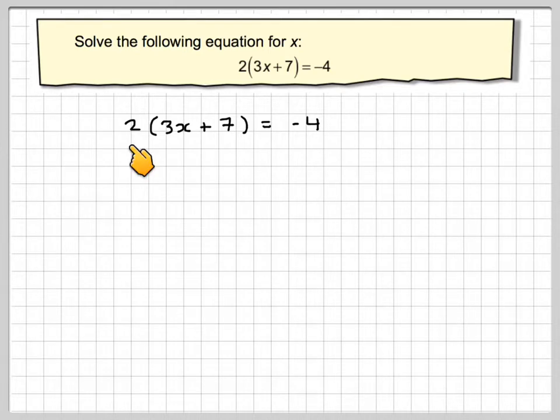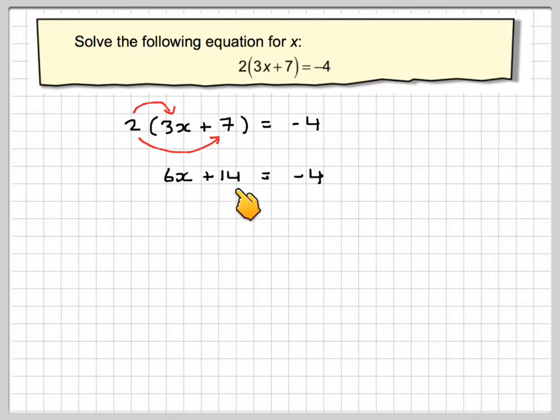To expand the bracket, we do 2 times 3x and get 6x, and 2 times 7 and get plus 14. That's still equal to minus 4. Now it's like the first type of equation here.